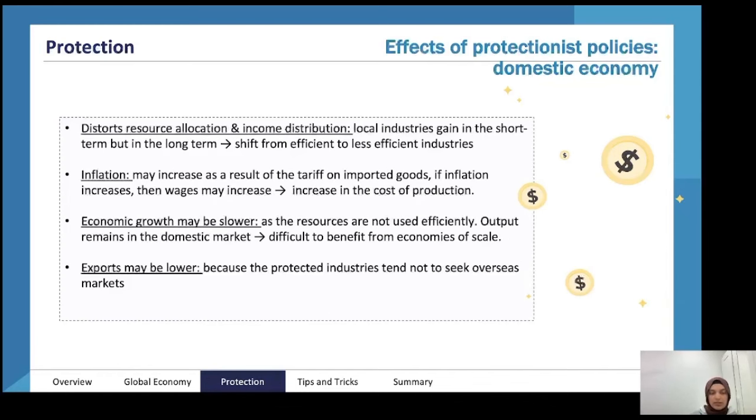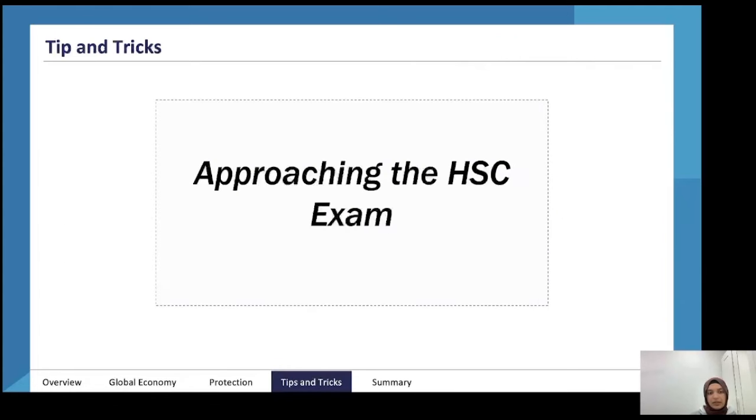Again, domestic economy: a distortion in resource allocation and income distribution, inflation, economic growth may be slower, and exports may be lower. Okay, and that concludes the protection side of things.